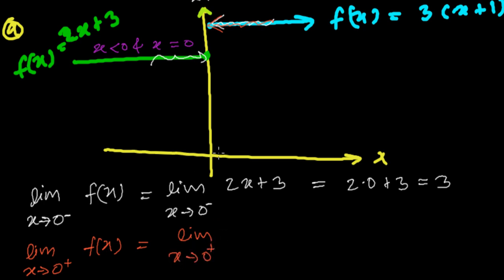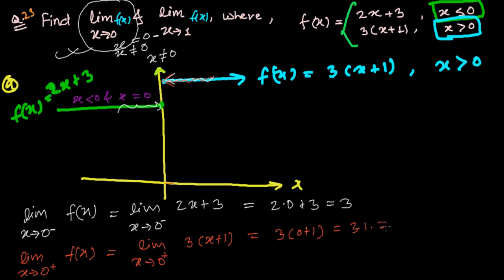Now see, when x is slightly bigger than 0, which option do we need to choose? We need to choose this function, 3 times x plus 1. So it is 3 times x plus 1. Now we can plug the value, so it will be 3 times 0 plus 1, it's going to be 3 times 1, that is 3. We got our left hand limit as well as right hand limit equal.